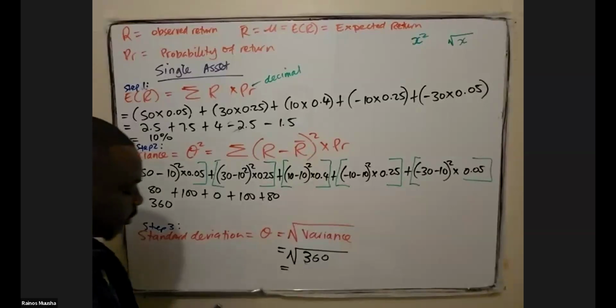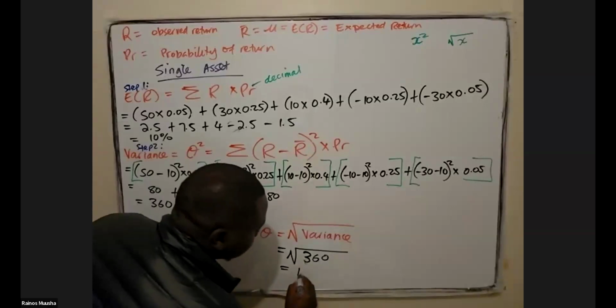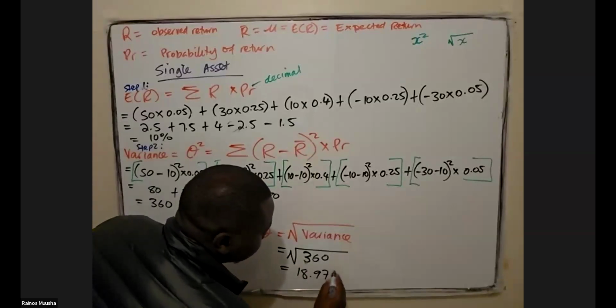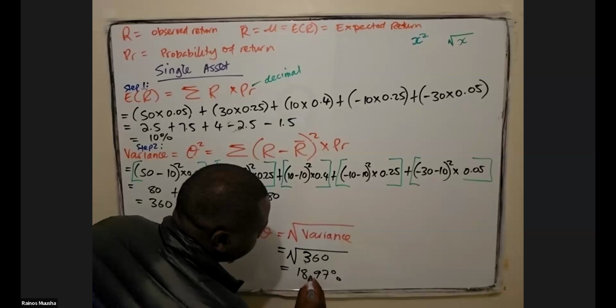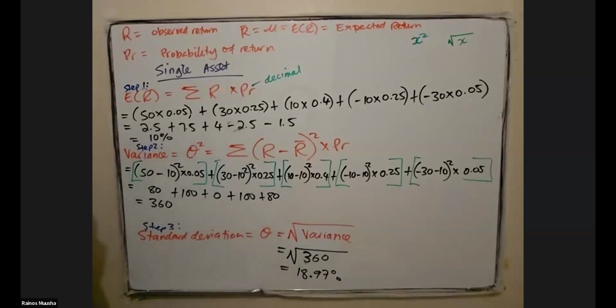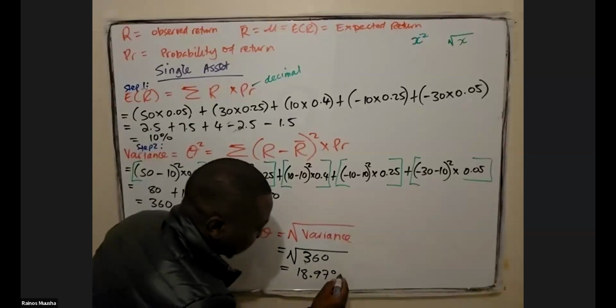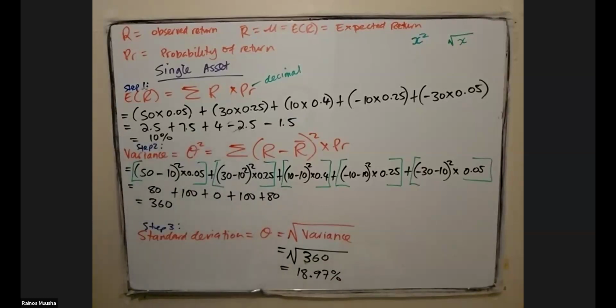I got 18.97. Yes. So in two decimal places, you get 18.97%. So to two decimal places, you get your standard deviation being 18.97%. Are we getting the same amount? Is anyone lost?